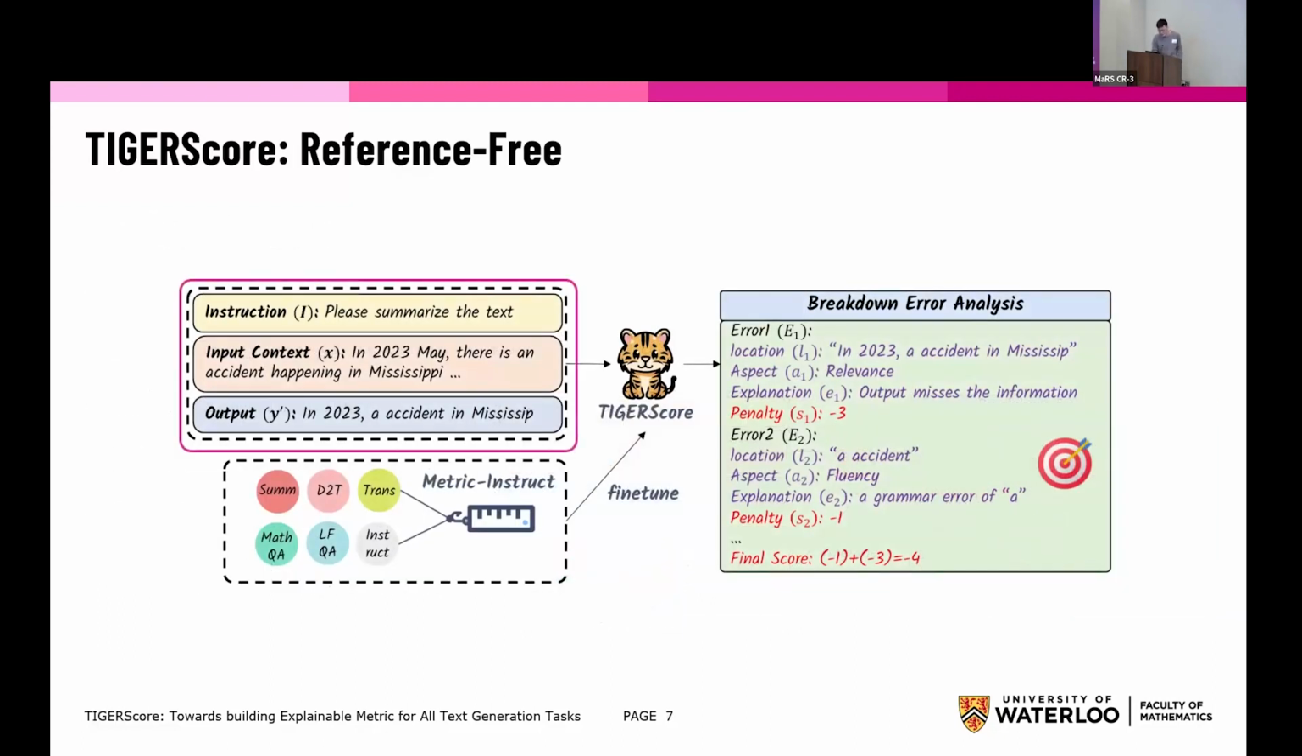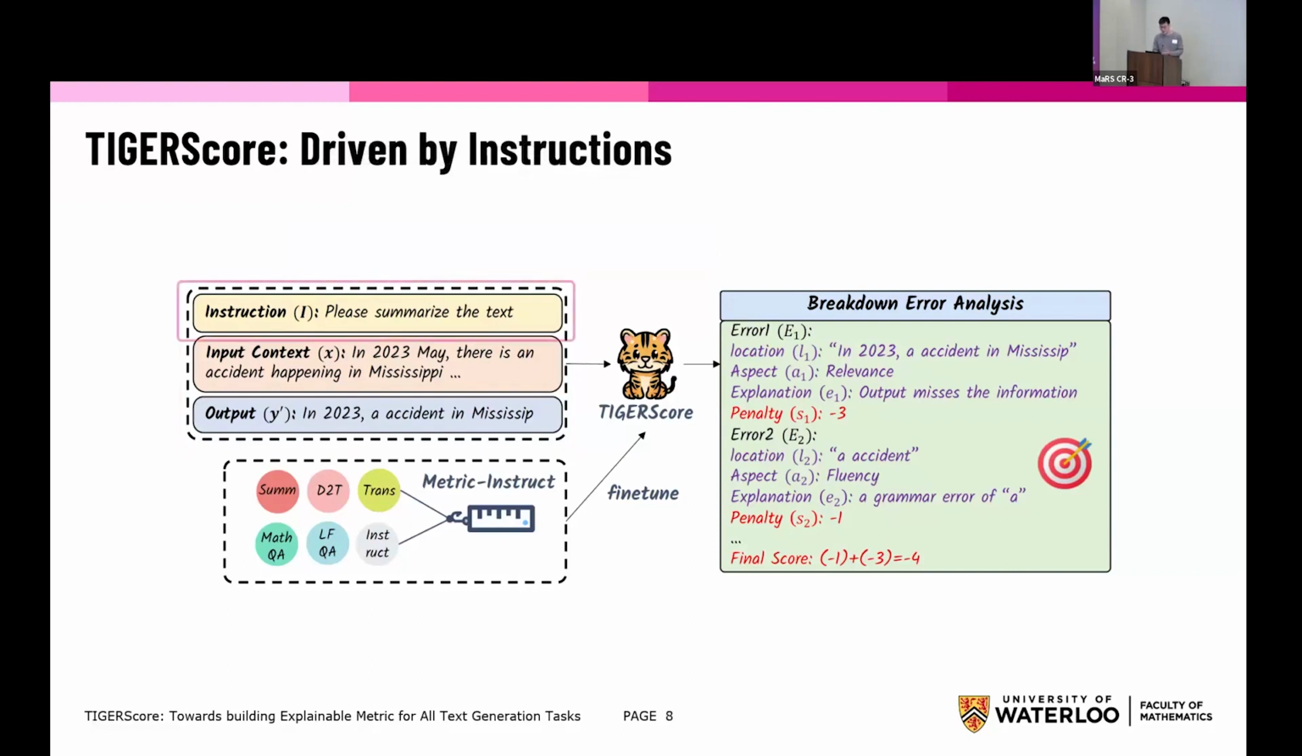So the first one is reference-free. This is actually the input-output figure of TIGERScore. TIGERScore only takes the instruction, input context, and the output to be evaluated as a whole as input to feed into TIGERScore. So there are no references in our design. Basically, it's a reference-free metric.